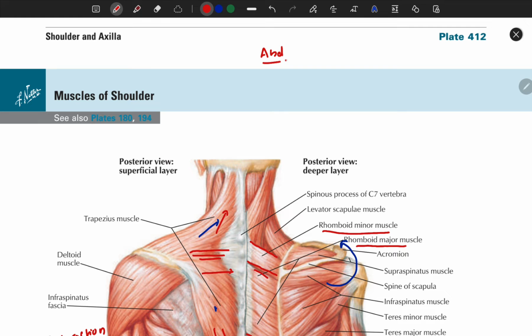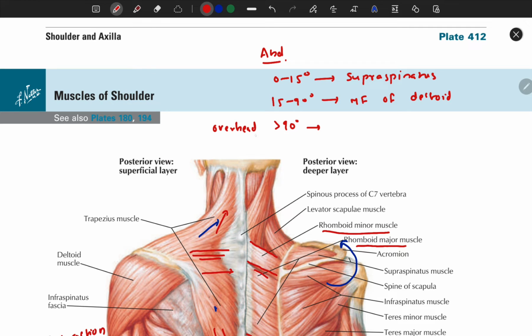Actually the abduction from 0 to 15 degrees is by the supraspinatus muscle. Then 15 to 90 degrees is by the middle fibers of the deltoid muscle. Beyond 90 degrees, this is called overhead abduction. Here a rotation of the scapula is needed. The scapula must be rotated. It is helped by the serratus anterior muscle and the trapezius muscle.